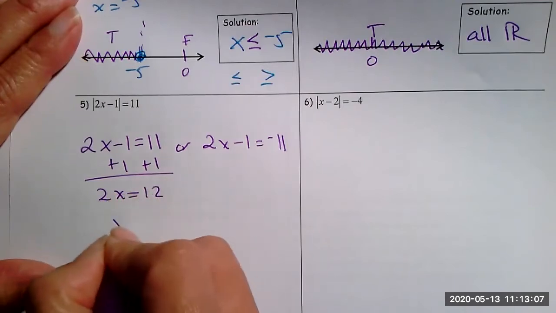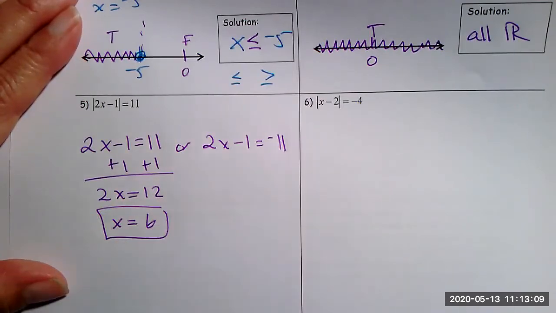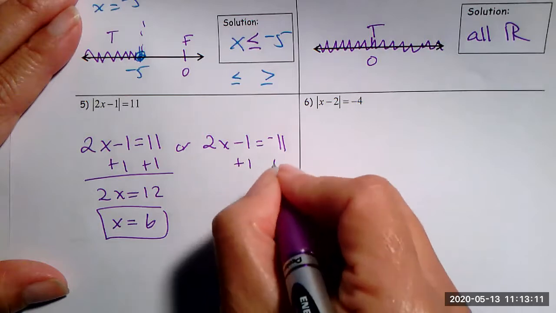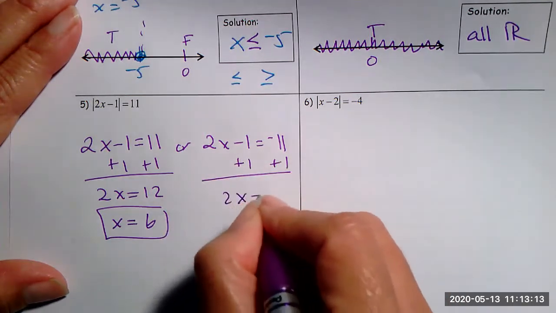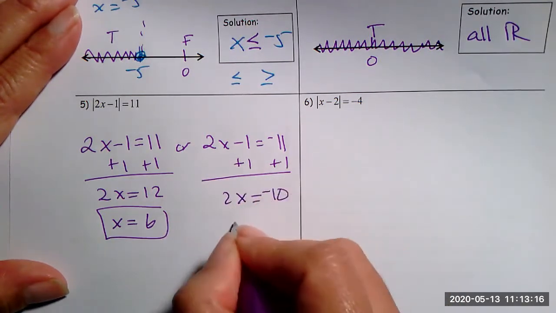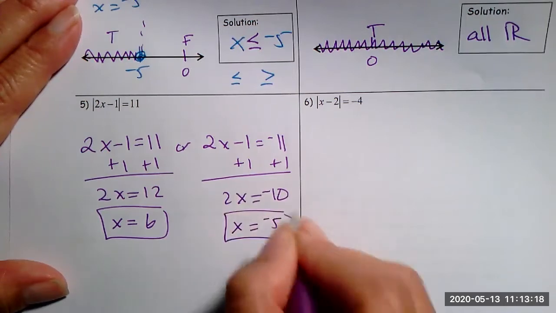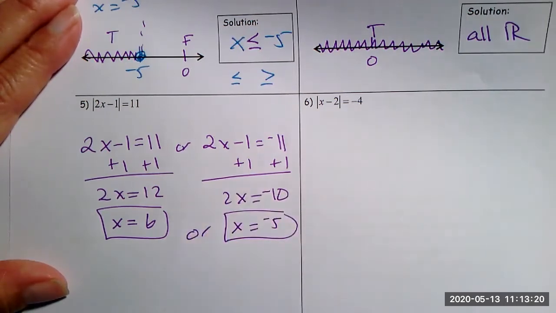2x equals 12, x equals 6. There is one of my answers. I'm done. Add 1 to both sides. 2x equals negative 10, x equals negative 5. Done. Those are my 2 answers.